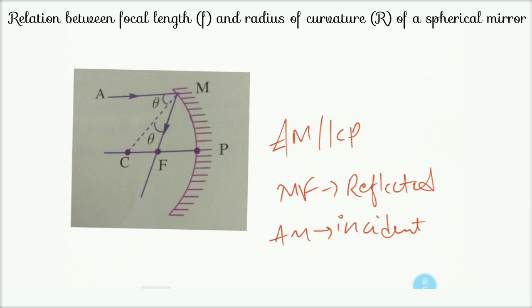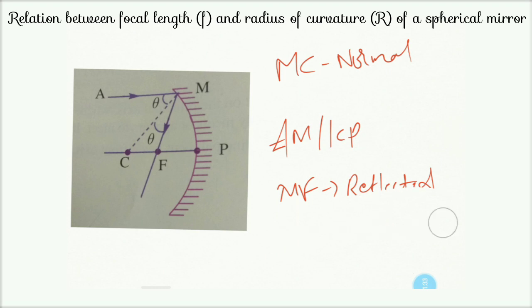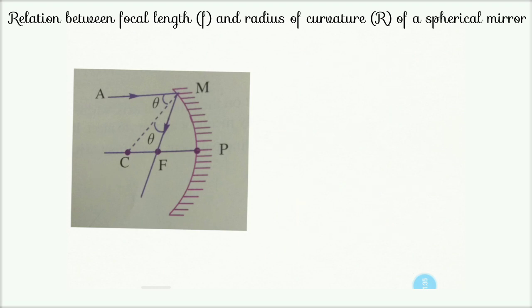Then I have connected the point of incidence and the center of curvature. The point of incidence and center of curvature joined is nothing but the normal. I have already explained, right? So now I have connected the normal also, that is MC is the normal. Now something important, so I'm going to erase everything and write it clearly for you all.